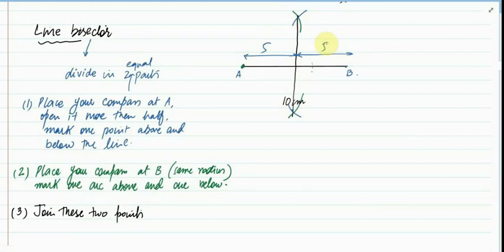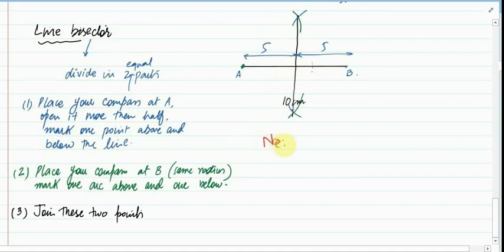And one thing you need to remember: once you open your compass, never change your radius. Once the compass is open, it will never change in that question, never ever. You cannot change the radius in a single question, right?